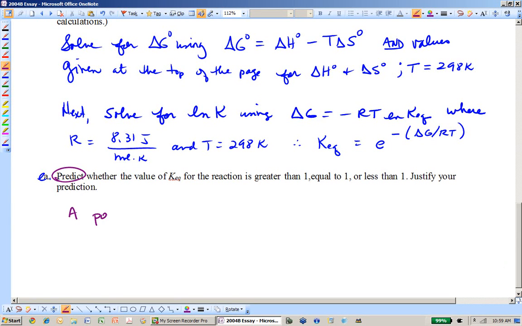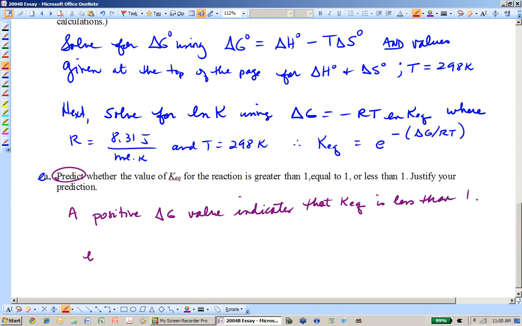So a positive delta G value indicates that KEQ is less than 1. Then you have several different ways you can justify that. So you can go back to what you just did, that the ln of KEQ, or you can go straight to KEQ if you're good with logarithms. I just find that most students mess that up.